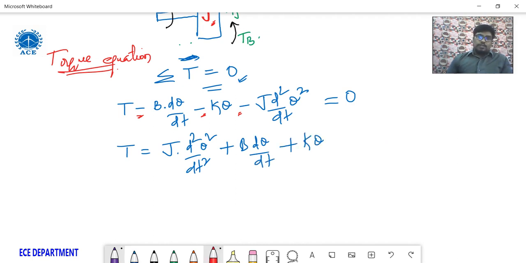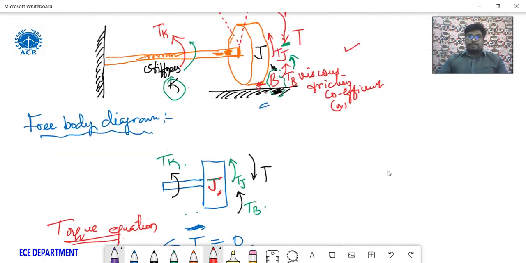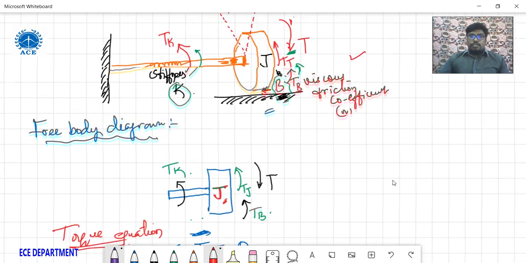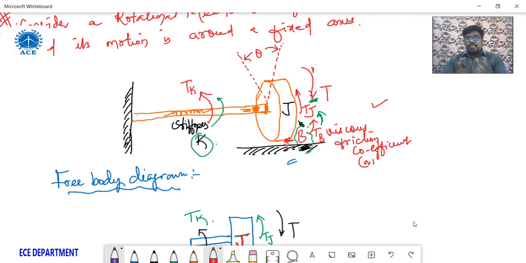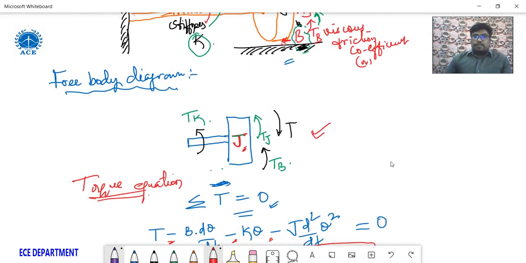Okay, so this is the torque equation for a given rotational mechanical system. What we need to see for a given mechanical system is that you need to do a free body diagram. The free body diagram shows the externally applied torque and the opposing torques acting on an inertia element, so that you need to represent. Okay, so this is our free body diagram.